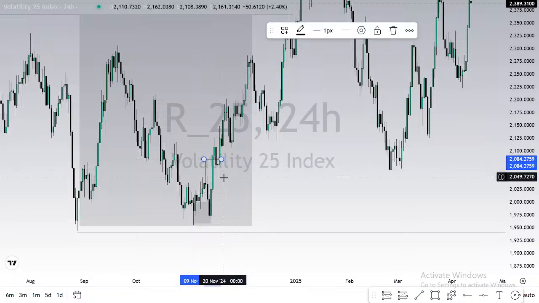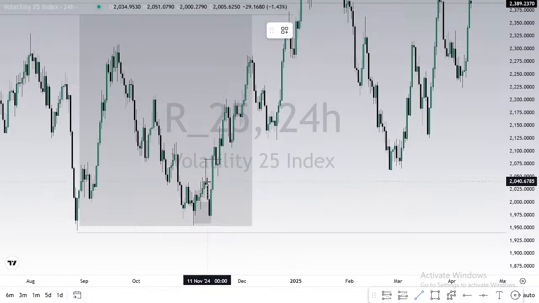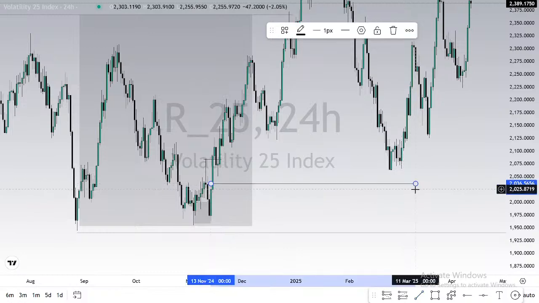This is our break to the upside. This is where we have our fair value gap.